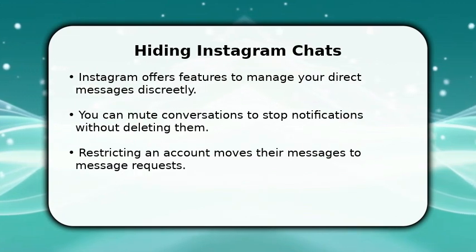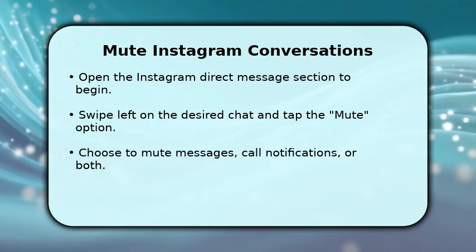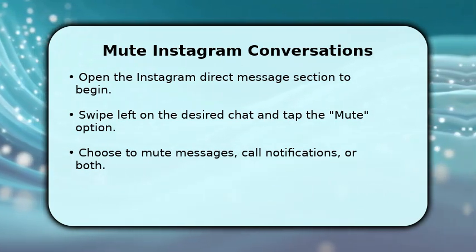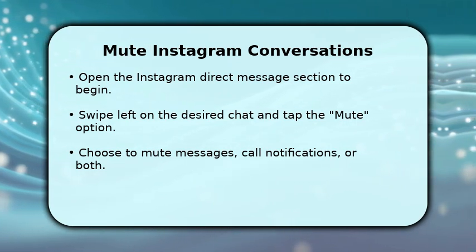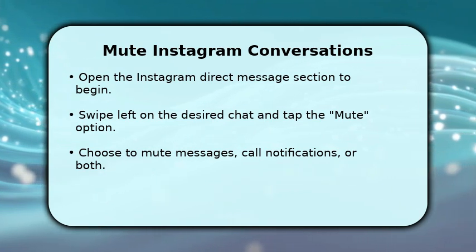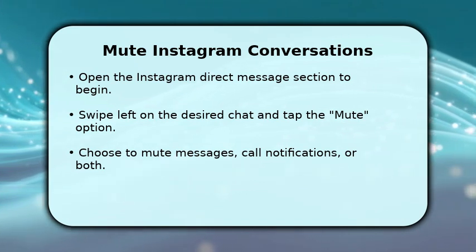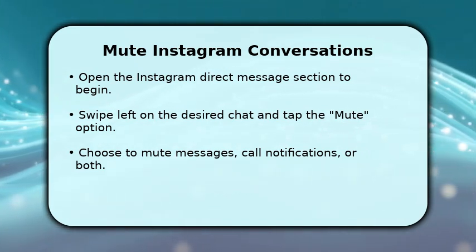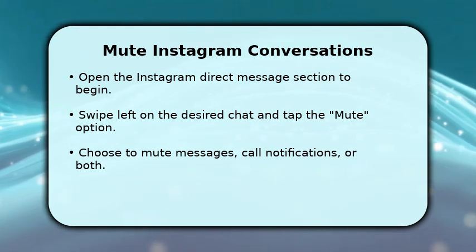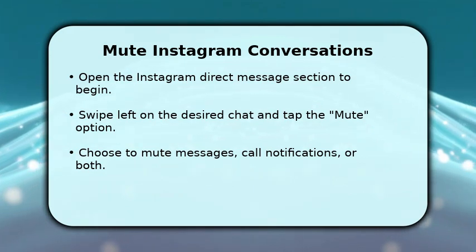Let's dive in. Muting a conversation is a simple way to reduce distractions. To do this, open your Instagram direct messages. Find the chat you wish to mute, then swipe left on it. A mute option will appear. Tap it. You can then select whether to mute messages, call notifications, or both, giving you flexibility. This keeps the chat in your inbox but silences alerts, so you won't be disturbed.